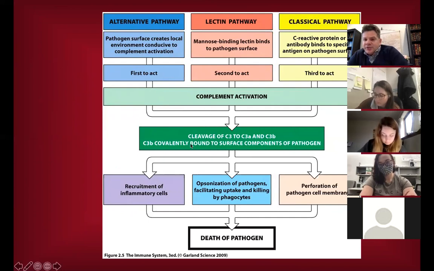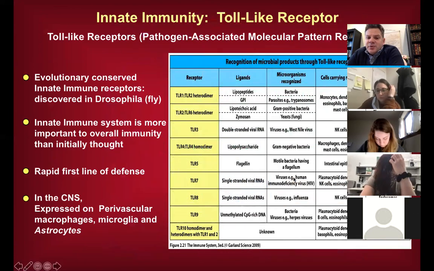And then, we're going to do three things with complement. We're going to recruit inflammatory cells. We're going to coat those pathogens and have them picked up by phagocytosis. And then we can also have this hole punching within the pathogen cell membrane. So again, it's one of the first lines of defense, and we have some overlap within the brain.